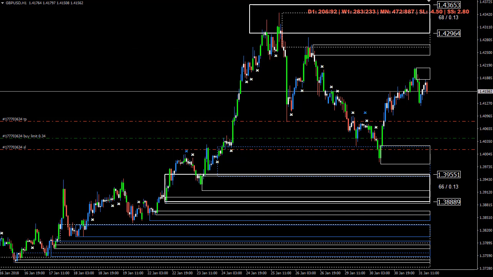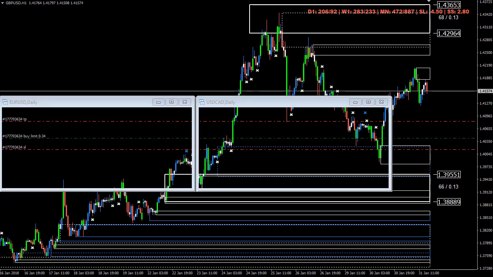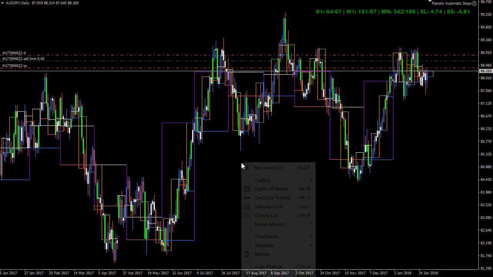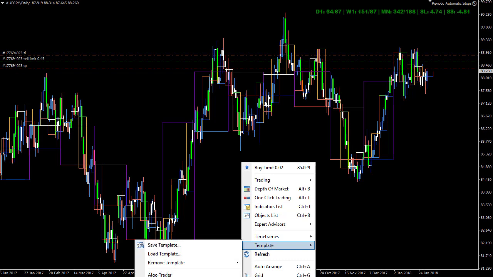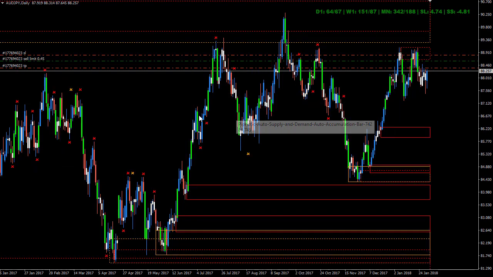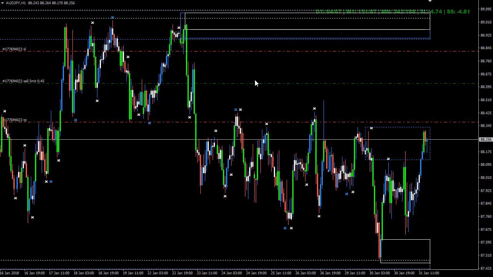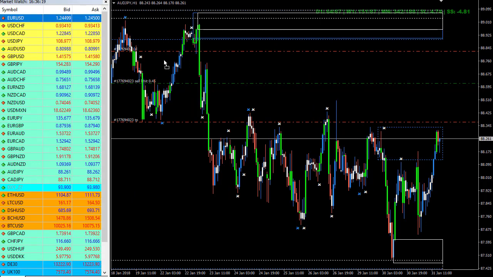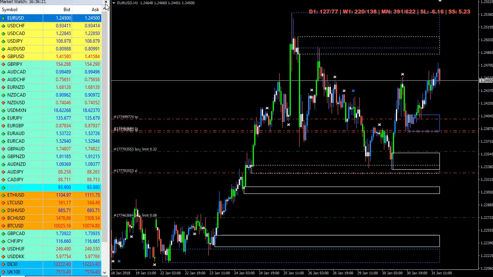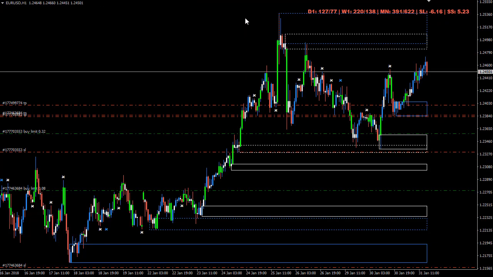So I'm going to change the template. Let's go here. I'm going to put the default configuration on. Then I'm going to go to the hourly chart. Then we're going to have a look at what we have here. Okay, let's start on maybe the Euro American dollar.